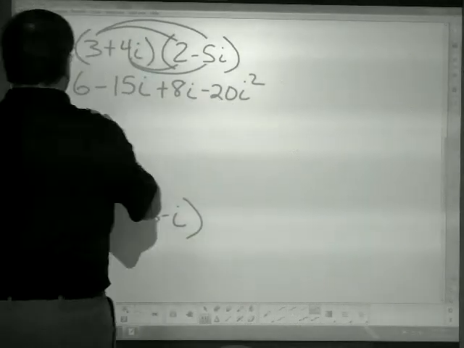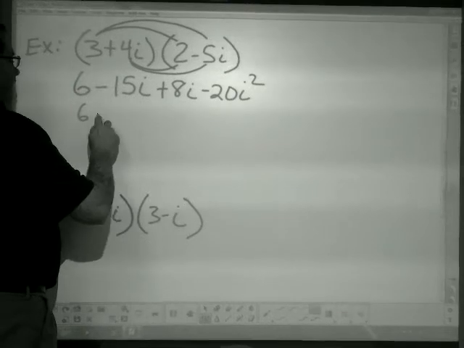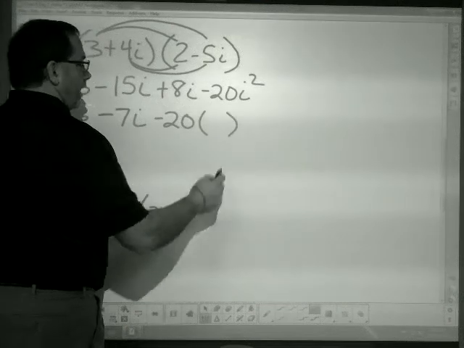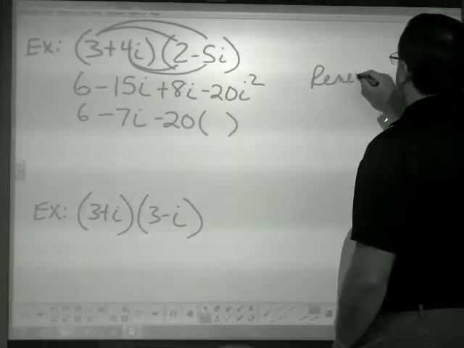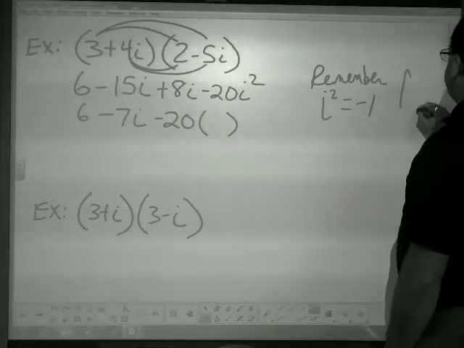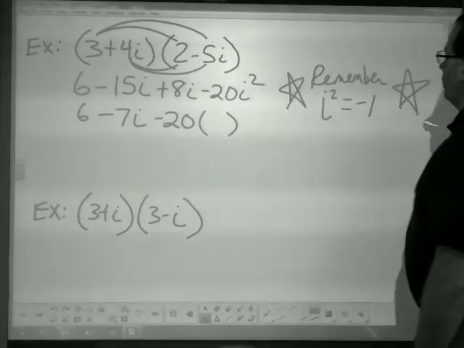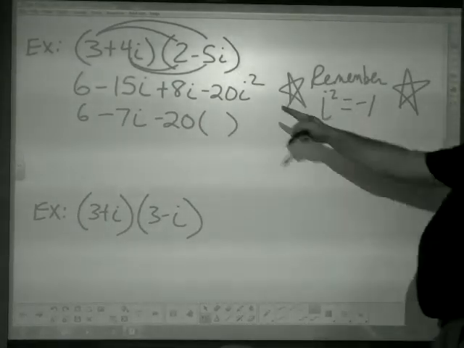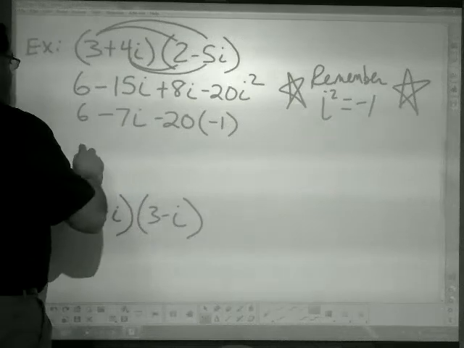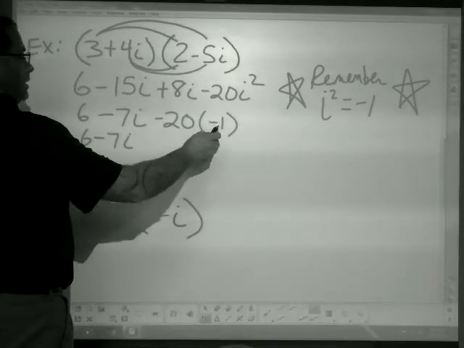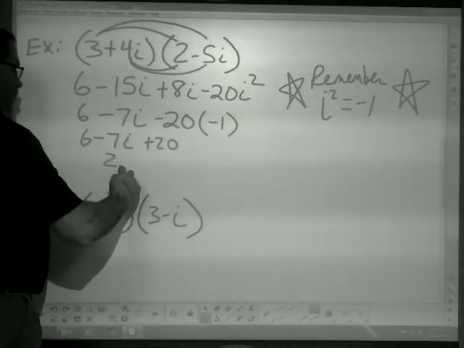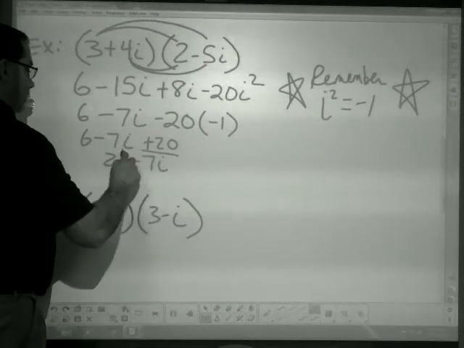So combining like terms, well, I have a 6, a minus 15i's add 8i's is a minus 7i's, minus 20, but I know i squared. Remember, i squared is equal to negative 1. You have to remember that because it occurs in every single one of these problems. i squared is negative 1, so instead of i squared, I'm going to put negative 1 there. So now I have 6 minus 7i. A negative 20 times a negative 1 is plus 20. So now I have 20 plus 6, which is 26, minus 7i.